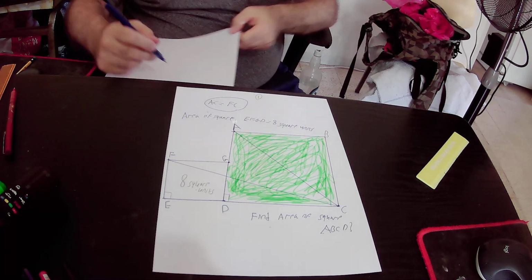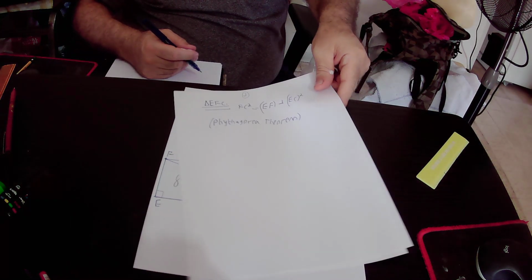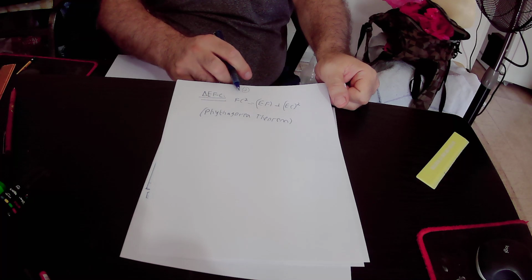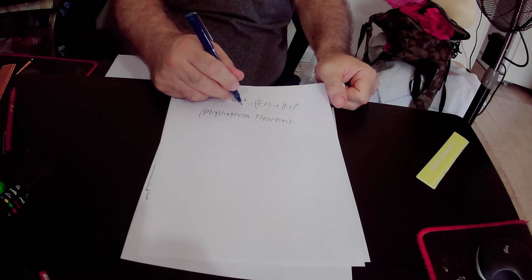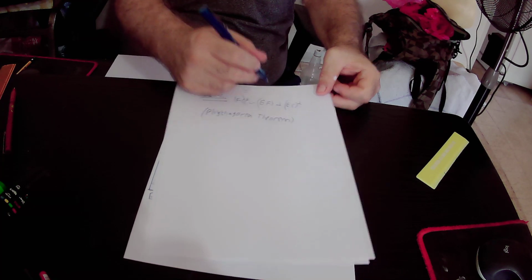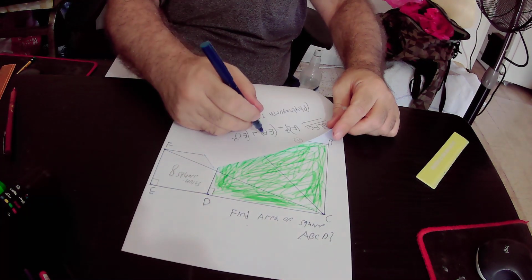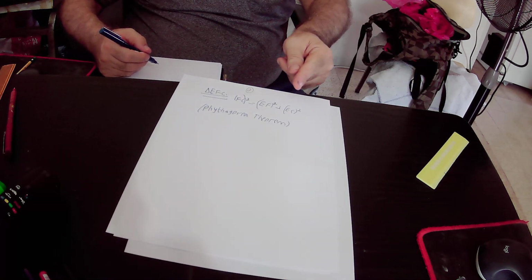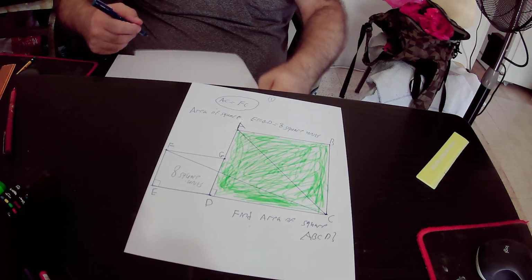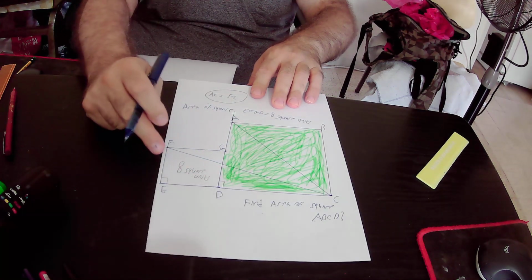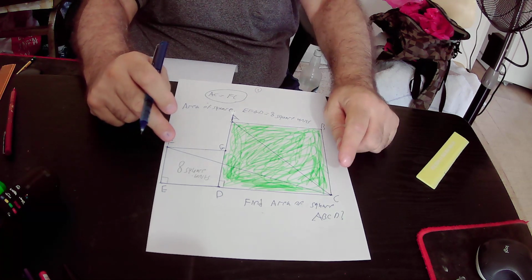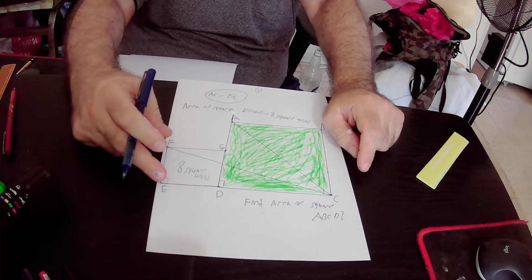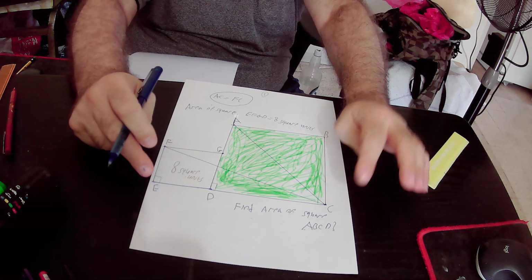So, in the right triangle EFC, according to the Pythagorean theorem, the square of the hypotenuse, that is FC square, equals the sum of the squares of the perpendiculars. So FC square equals EF square plus EC square.